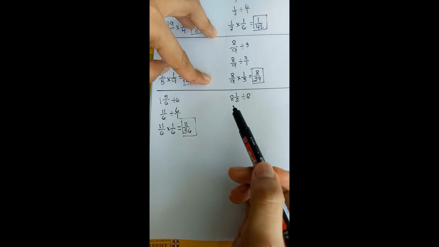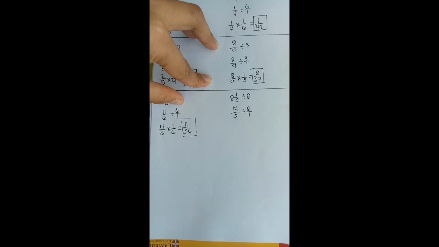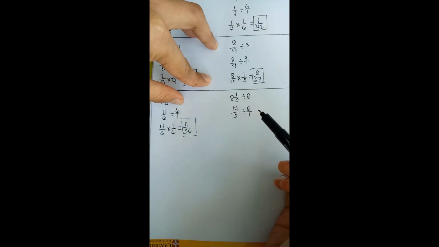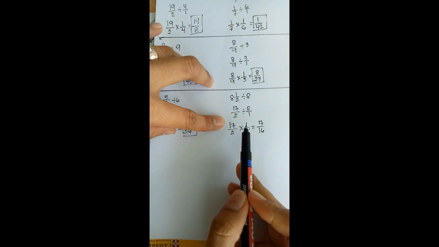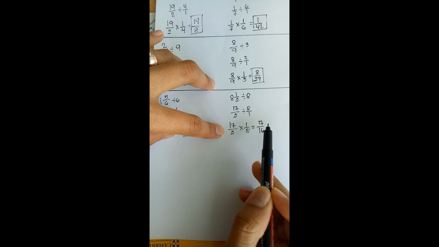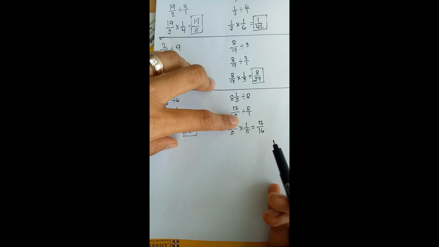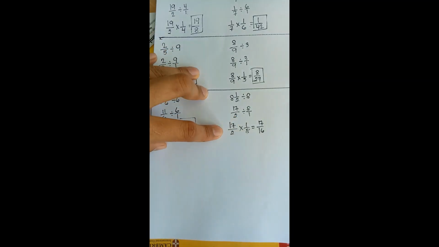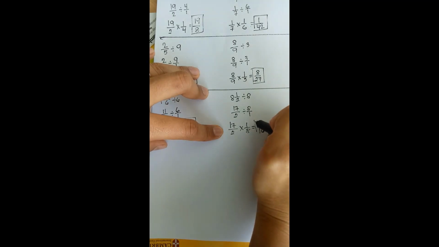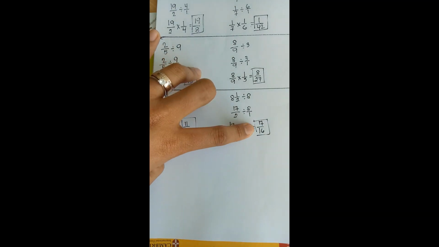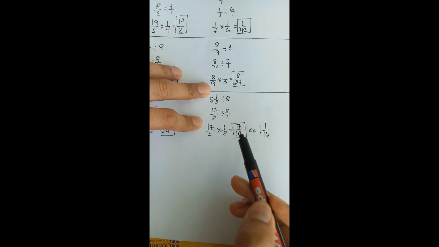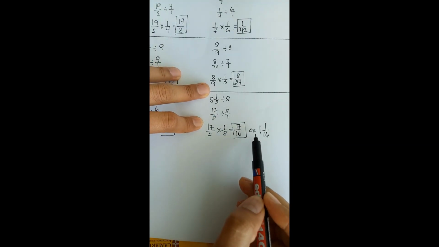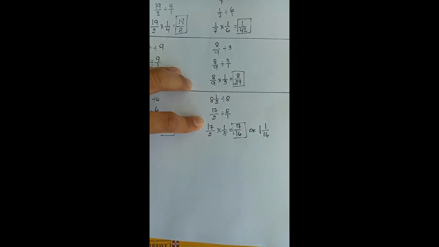Next problem, 8 1/2 divided by 8. I convert to an improper fraction and a fraction. I flip one of the fractions and change the sign. I multiplied numerators and denominators, and I got this answer, 17/16. Now this is the simplified answer. It can be our final answer, but if you want to convert this into a mixed fraction, you can also do so. So the answer can be 17/16 or 1 and 1/16.